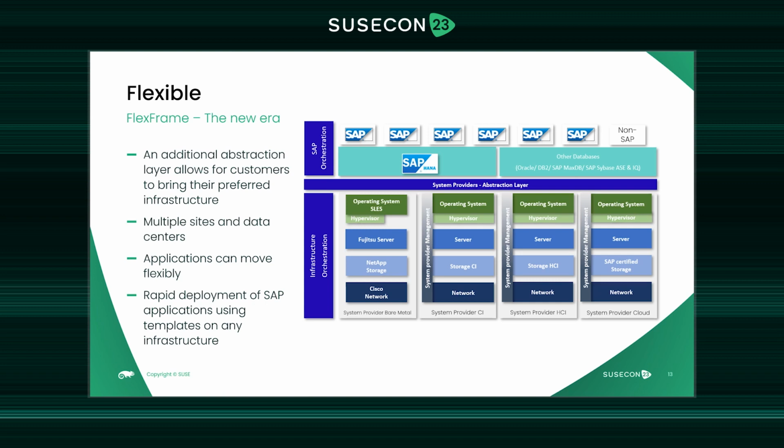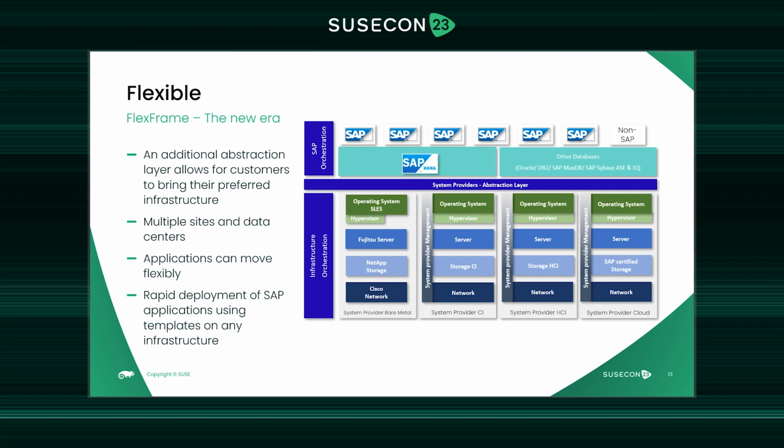In the past, we were mainly focusing on Fujitsu Primergy server infrastructure, NetApp shared storage, and Cisco networking. And with the new FlexFrame, customers can now bring their own infrastructure, for example, based on a VMware cluster or infrastructure from a public cloud provider. But of course, they still can opt for the bare metal option, which is essentially the model that we currently have in our FlexFrame.